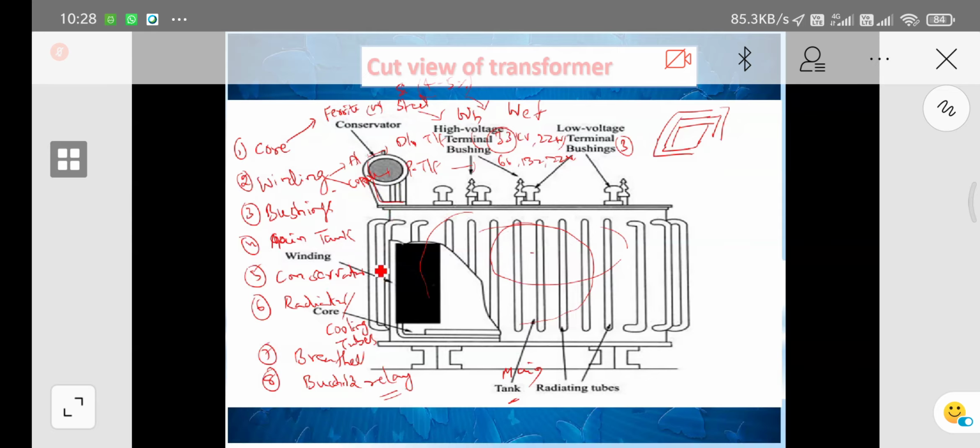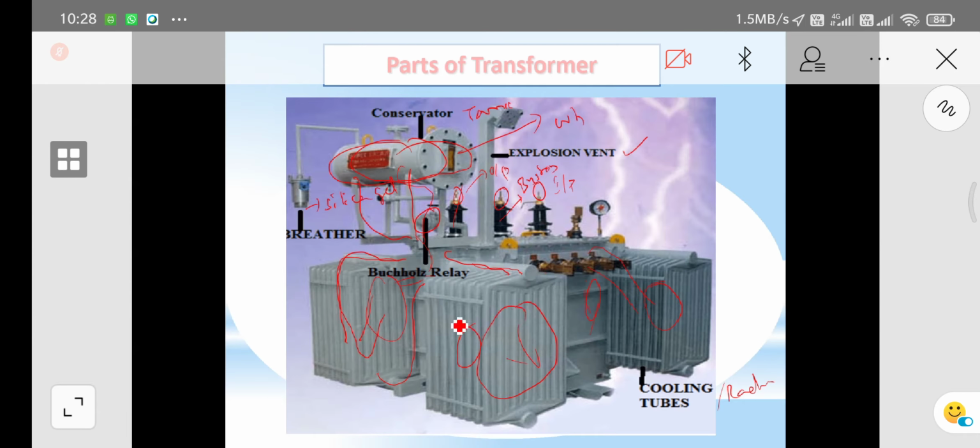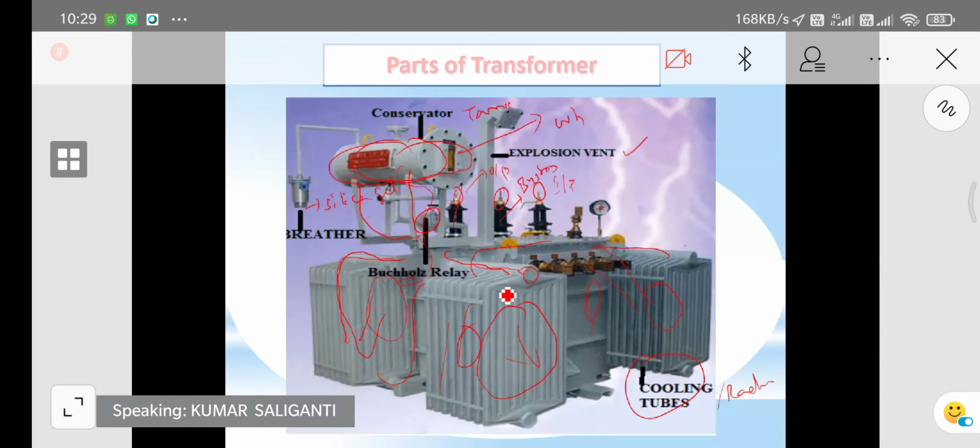So coming to radiator or cooling tubes. What is the function of radiator or cooling tubes? You can see these are the radiators here. These are the cooling tubes here. The cooling tubes are used to cool the transformer oil. The transformer oil is circulated through the cooling tubes.